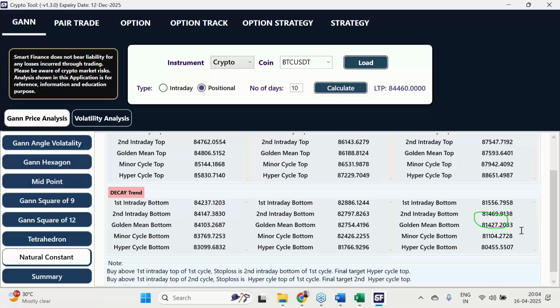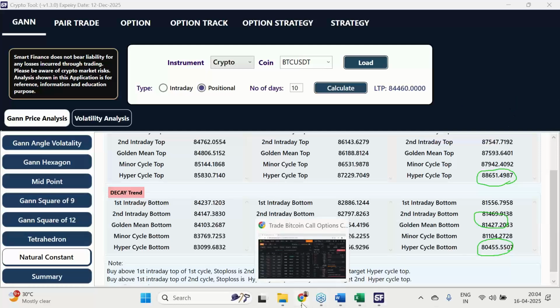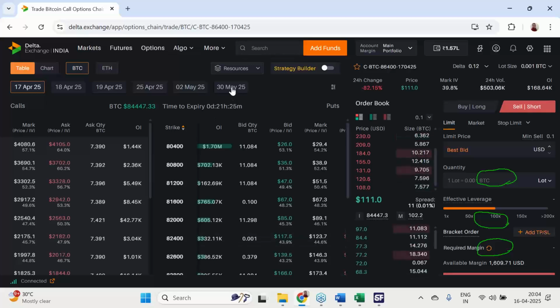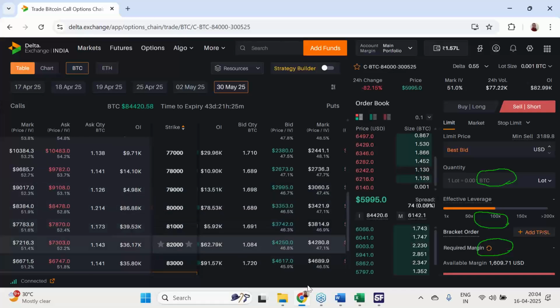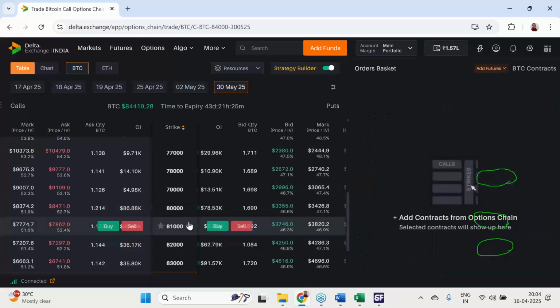Fine. For the coming 10 days period, I have 88,651 and 80,455. These two are the range. Maximum I will reach here, minimum I will reach here. Go back to here, go back to the May month. So now 10 days are there, but still I am going for the May month. What I got? 80,400. So 80,000 put. I am putting a strategy builder here.